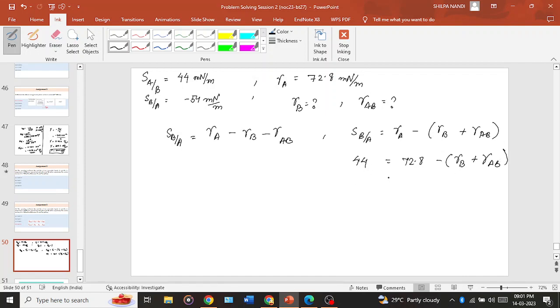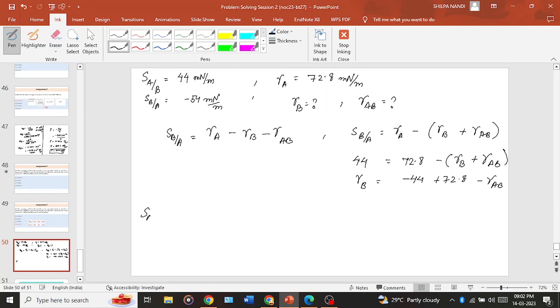Right. So one of the terms we need to take in common. Here I am trying to take in common as gamma B, which again I can write as minus 44 plus 72.8 minus gamma AB. I hope until now everything is clear.